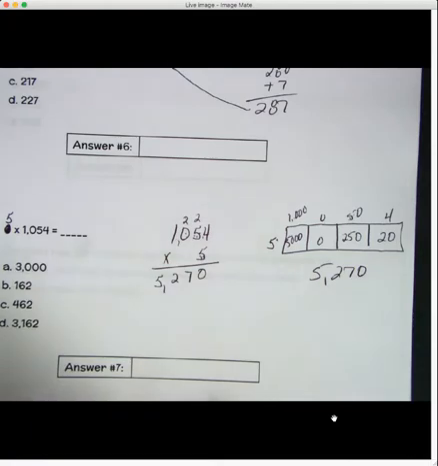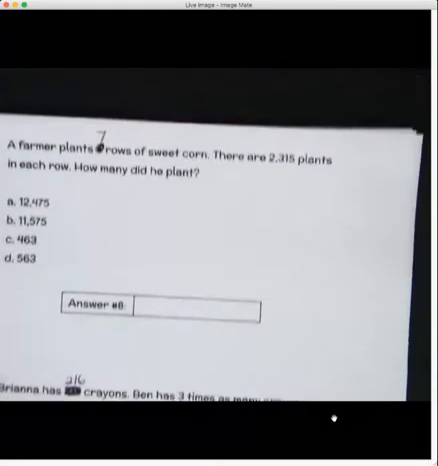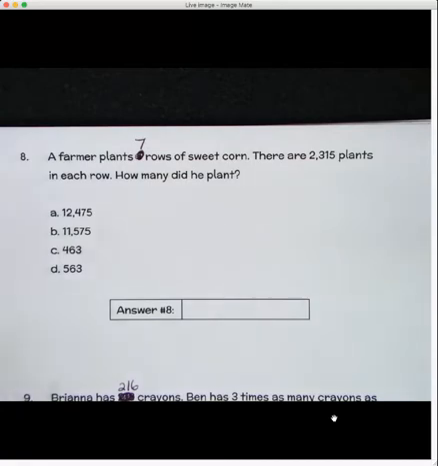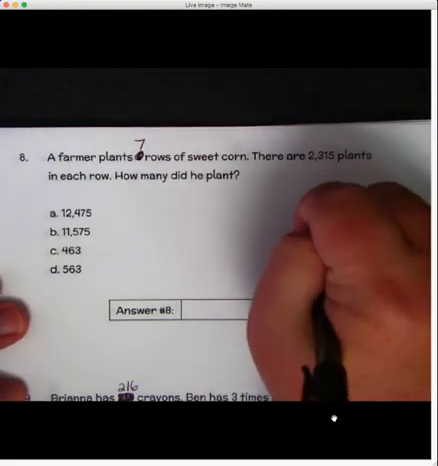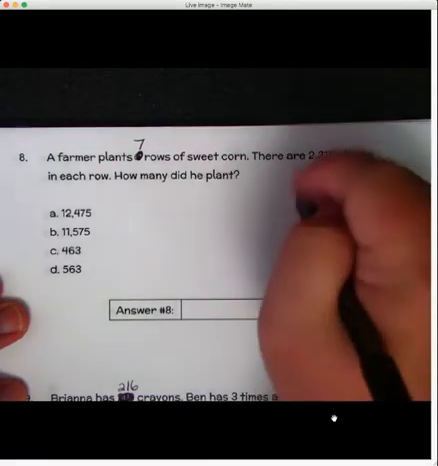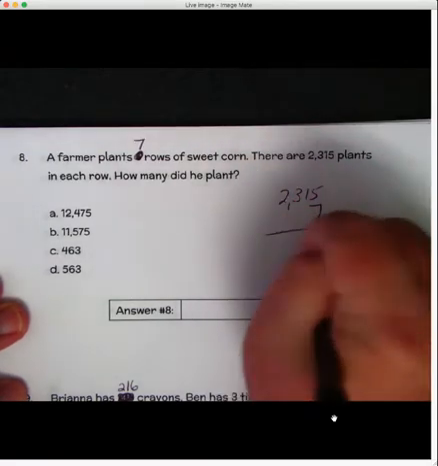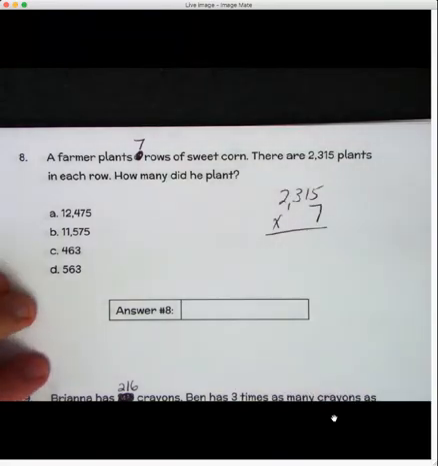No problem. Number 8. A farmer plants 7 rows of sweet corn. There are 2,315 plants in each row. How many did he plant? So he's got 7 rows. Every row has 2,315 plants in it. So we're going to multiply those 7 rows times the number of plants in each row.